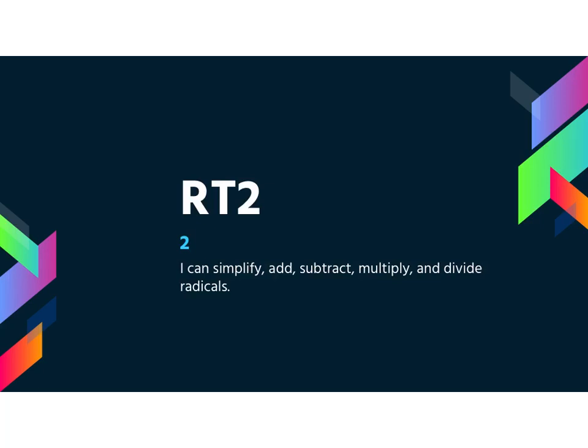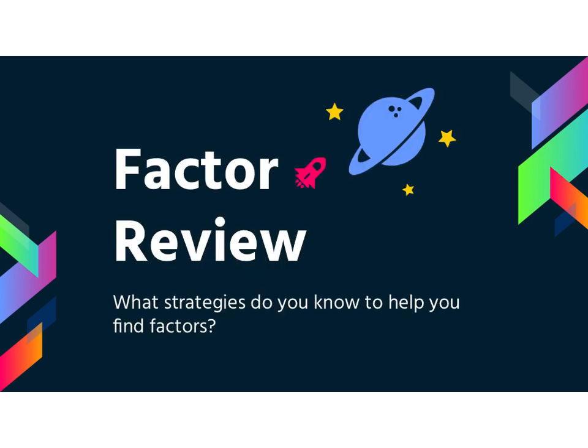In RT2-2, you will learn to simplify, add, subtract, multiply, and divide radicals. It'll be really important today to remember how to factor. So I want you to think about some strategies that you know that might help you find factors. When you were learning about finding factors, you learned factor trees. Maybe you learned how to factor using the cake method.